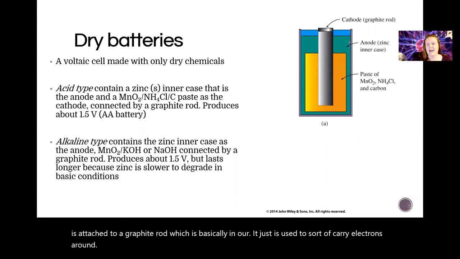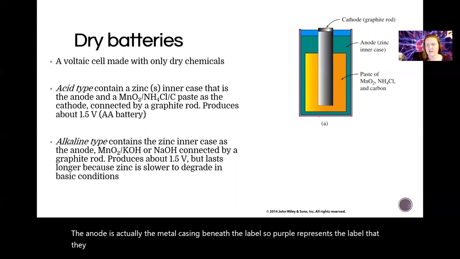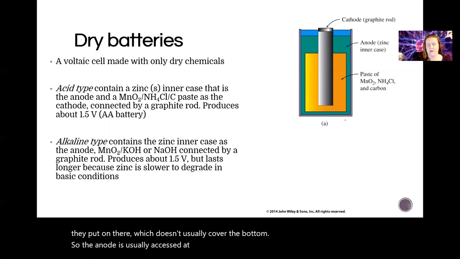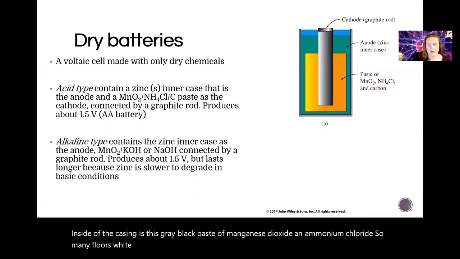The anode is actually the metal casing beneath the label. So purple represents the label that they put on there, which usually doesn't cover the bottom. So the anode is usually accessed at the bottom and the cathode is at the top. Inside of the casing is this gray-black paste of manganese dioxide and ammonium chloride. Ammonium chloride is white, manganese dioxide is black, and then you have carbon, which is also black.